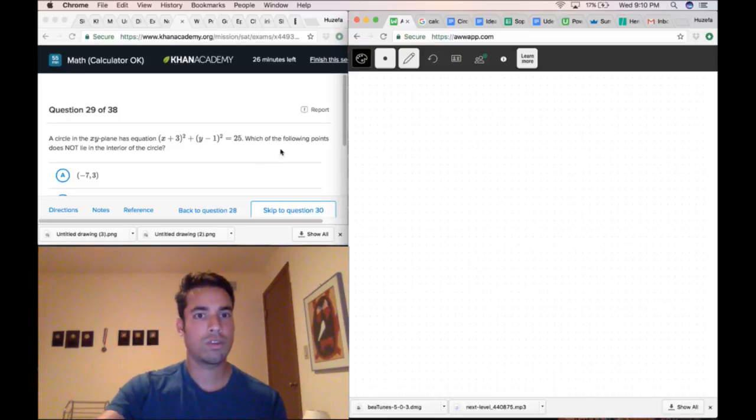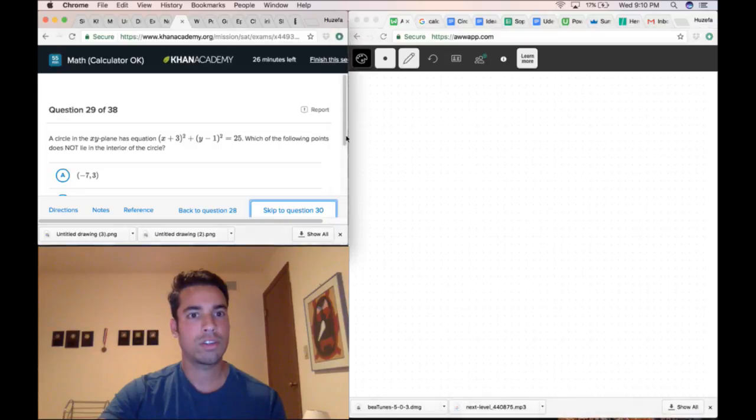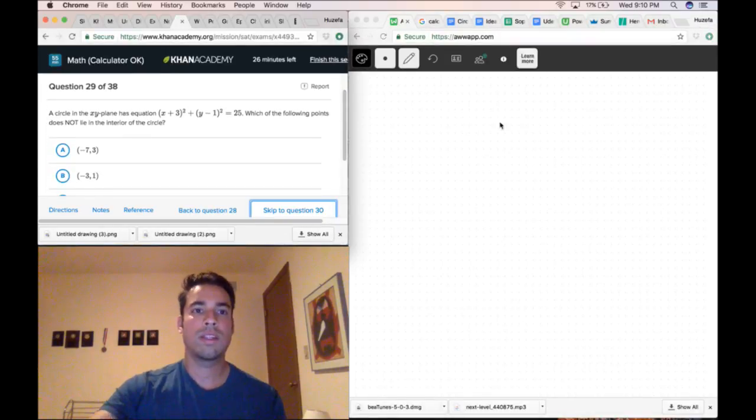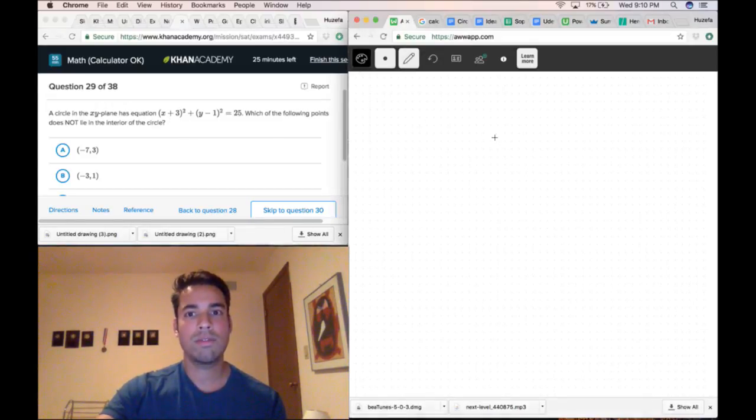Circles in the xy plane has this equation. Which of the following points does not lie in the interior of the circle? What we can do with this, I'm going to show you how to use this to graph it out. This gives us our center value, which is -3. Watch.